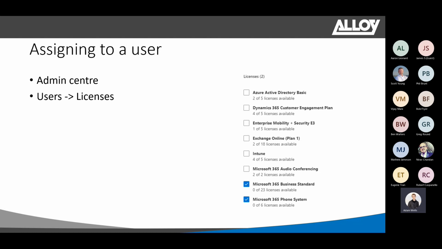And once you have purchased that, you need to assign the license to the user. So in that, you need to go to the admin center, and then you just go to the specific user and then the licensing tab.